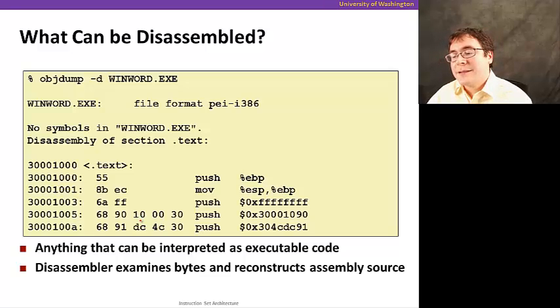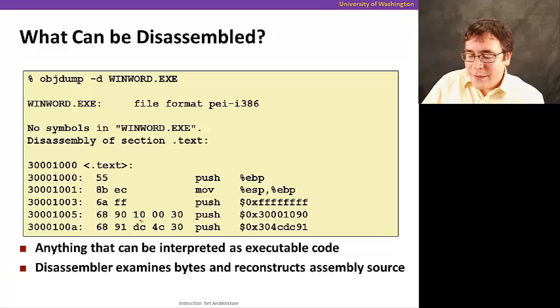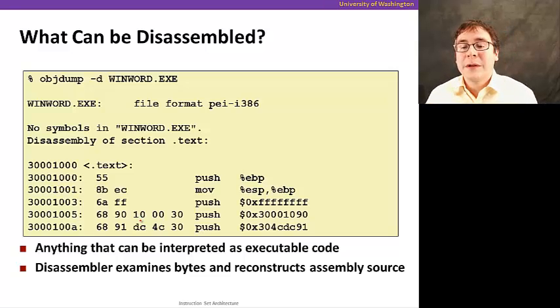So what can be disassembled? Well, anything that can be interpreted as executable code can be disassembled. Okay, so you might try to get any random piece of binary data and disassemble it. You might not get valid instructions. Okay, so what makes sense to disassemble is essentially parts of your memory that happen to store actual binary code. Okay, so essentially anything that can be interpreted as executable code can be disassembled.